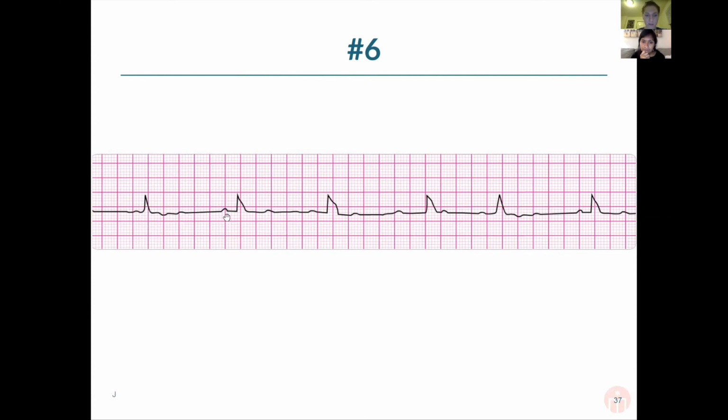So we can really march these P's a little bit more along here. They march out evenly well. And honestly, our intervals look pretty even for the most part as well. So this is a much more classic example, again, of third degree heart block.